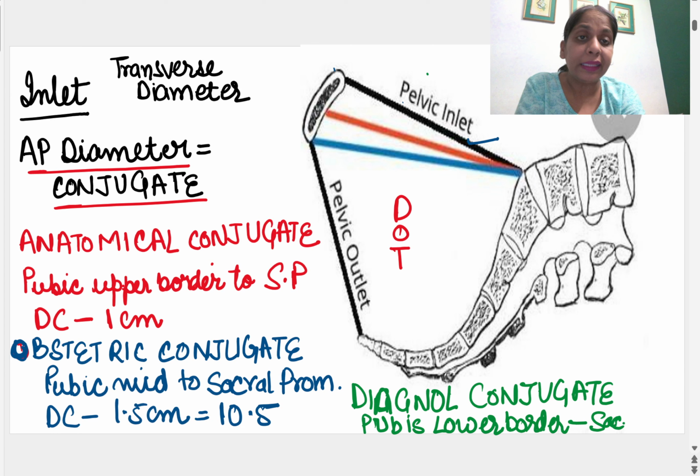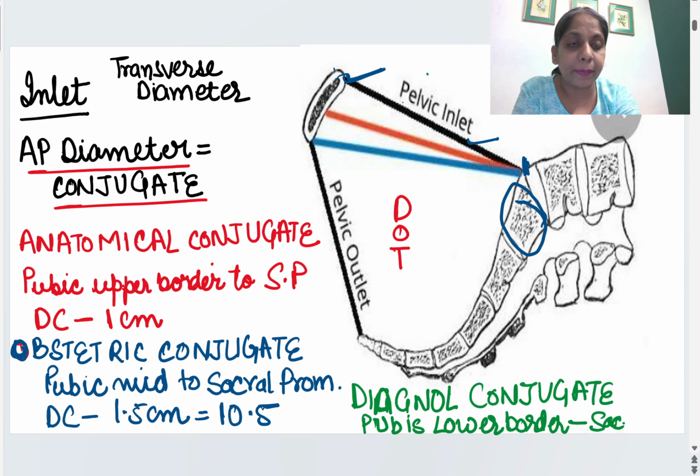What is basically the anatomical conjugate? It starts from the upper border of the pubic symphysis up till the tip of the sacral promontory. The first sacral vertebra is known as the sacral promontory. Now this red line, the one which is from the mid of the pubis bone to the tip of the sacral promontory, what is this red line? This is the obstetric conjugate. Why is it known as the obstetric conjugate? Conjugate means anteroposterior diameters.